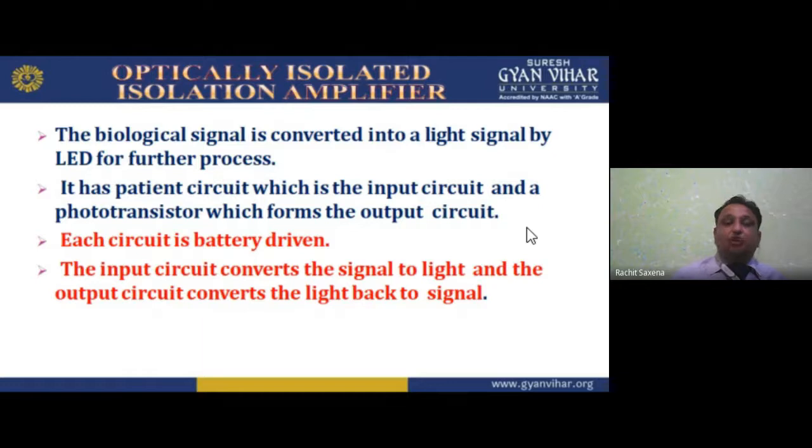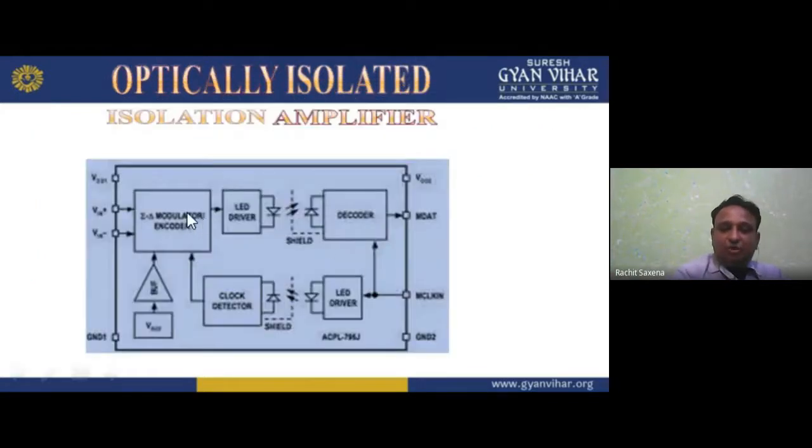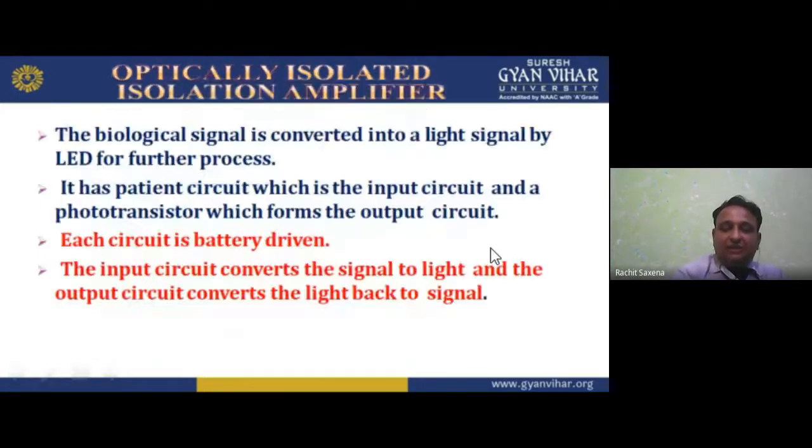The phototransistor works as the output circuit. Now each circuit is battery driven. Each circuit needs a battery to drive it. The input circuit converts the signal to light.